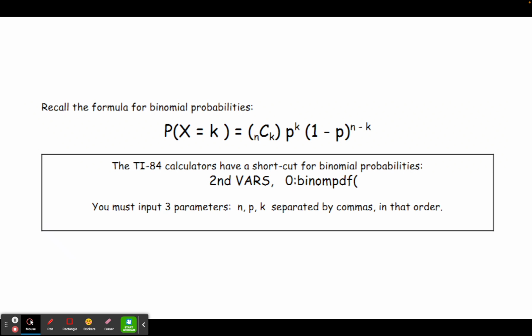So here's the binomial probability formula that we used in section 14.7. But the Texas Instrument calculators have a shortcut for binomial probabilities built in, and that's part of the VARS menu. We're going to walk through the steps for how to do that. It's going to ask for three numbers: N, P, and K, which are the three numbers that we had to identify to use the formula anyway. You're going to plug them in using commas, but some newer versions of the calculator will actually ask you for the number of trials and things like that. So if you have a newer calculator, you can probably figure it out based on what we're doing in this demonstration.